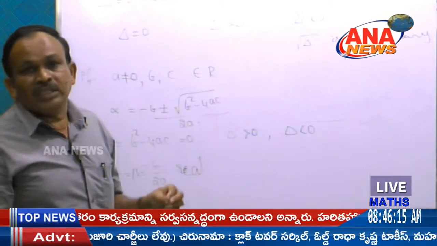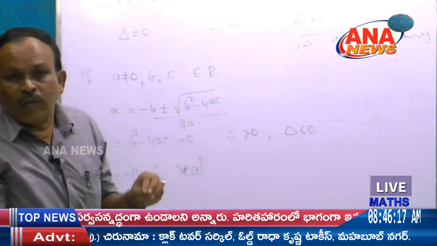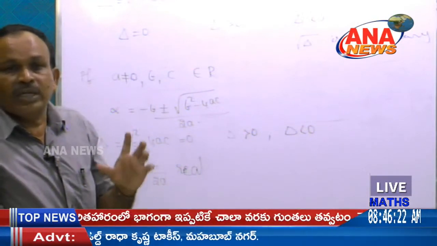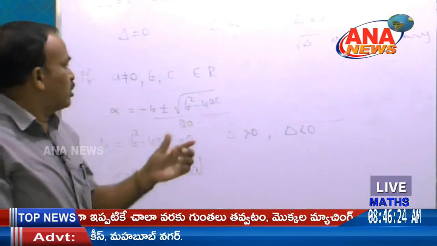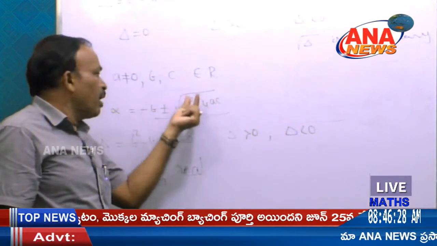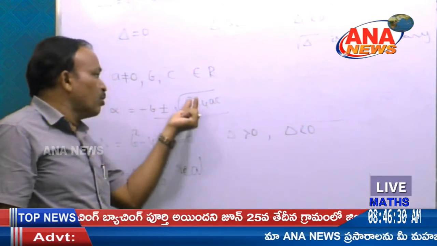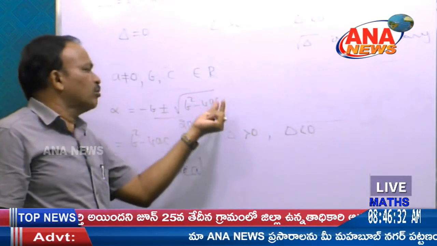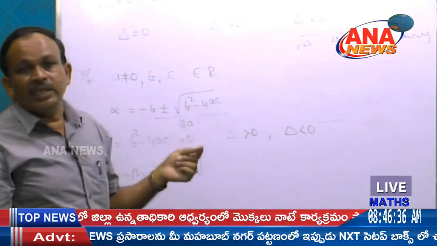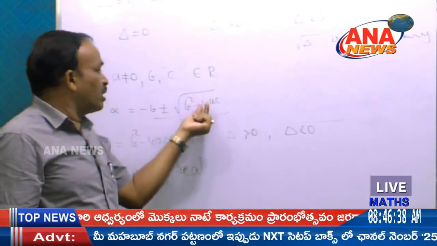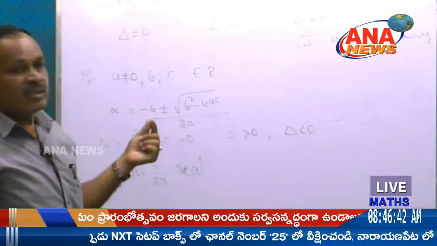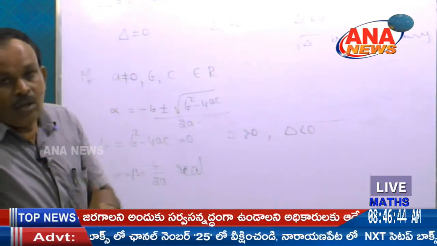Greater than 0 means it is positive. Root over something positive is a positive value. Root over something is always positive. So for this root value to be positive, minus b plus root, with a positive, c positive. So b square minus 4ac, with b real, a real, c real, is also a real number.